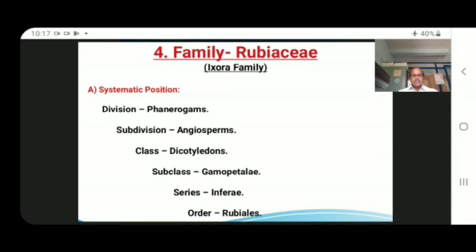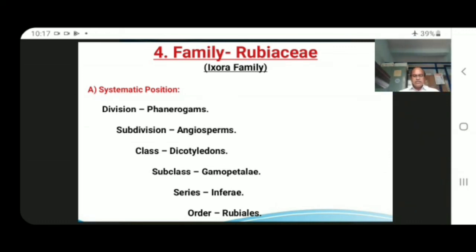Then the next example of this family is Ixora coccinea. In Marathi it is also called Ixora. It is also an economically important plant. It is cultivated as an ornamental plant. Ixora contains phytochemicals and glycosides. It is antioxidant, antibacterial and anti-diarrheal. So these are some common economic importance of this plant.